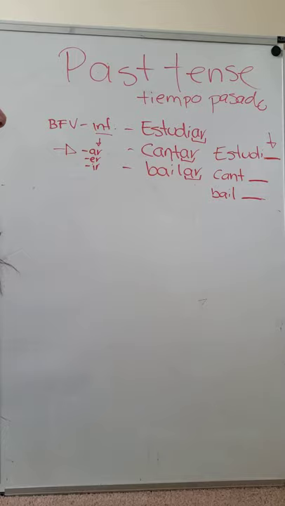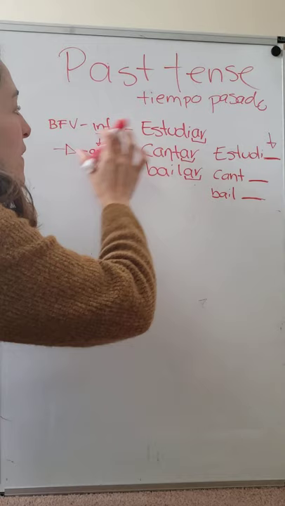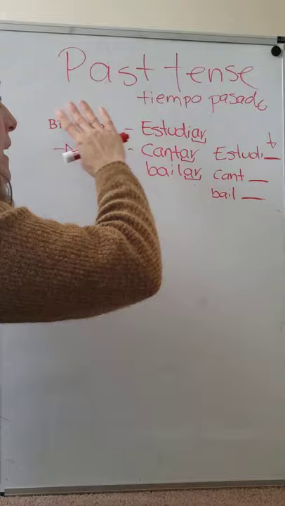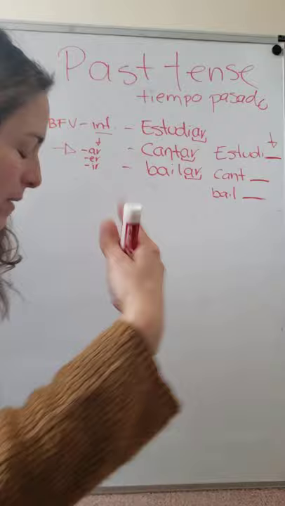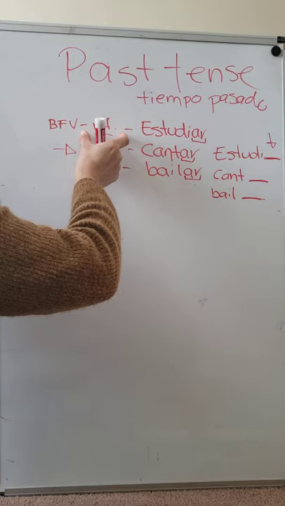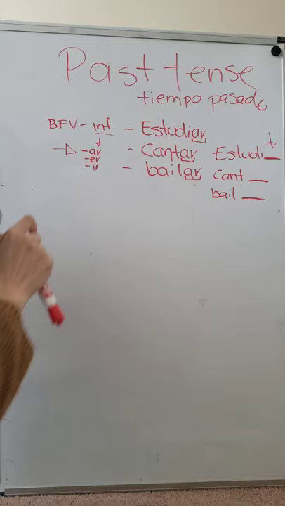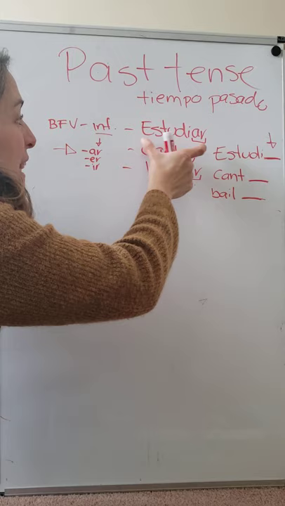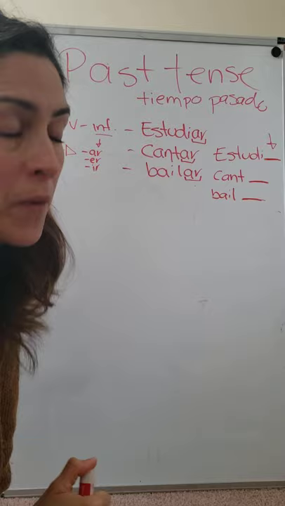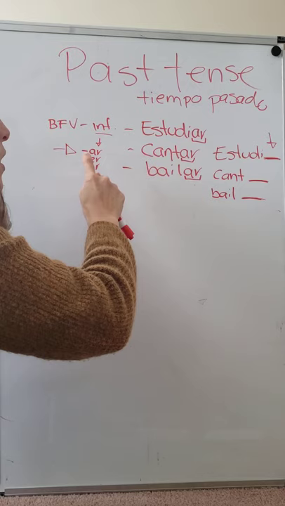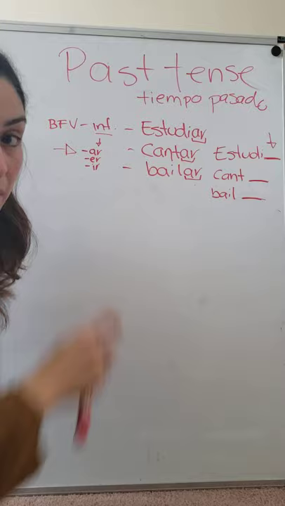So, you know, we need the infinitive form of the verb to make all the tenses, past tense, present tense, and progressive, because the infinitive form of the verb is the basic. Okay, so the ending of the infinitive form, the basic form of the verb, we have three endings in the words: AR, ER, and IR. Okay, AR, ER, IR.